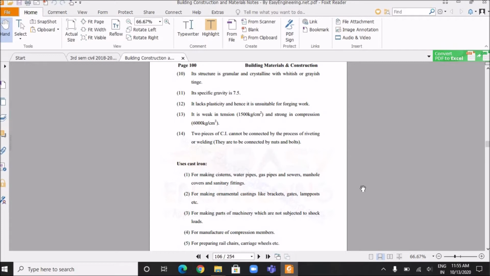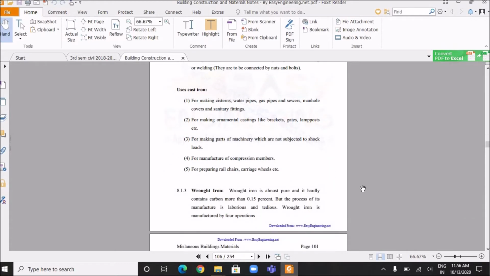Its specific gravity is 7.5. It lacks plasticity and hence it is unsuitable for forging work. It is weak in tension and strong in compression. Two pieces of cast iron cannot be connected by the process of riveting or welding.